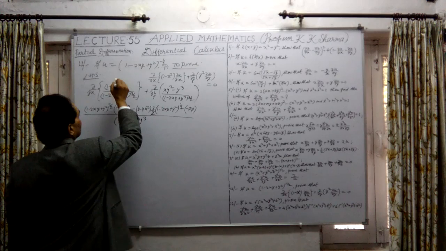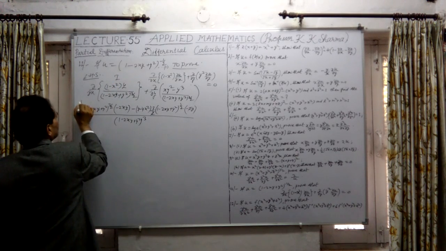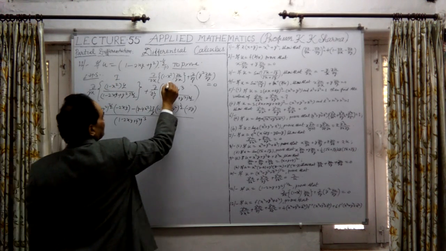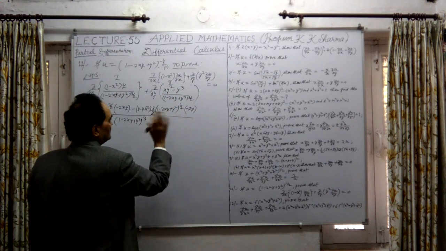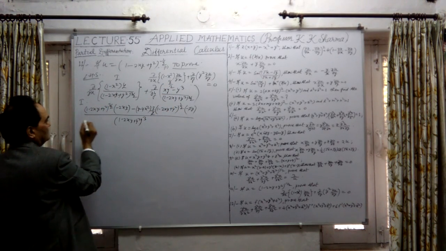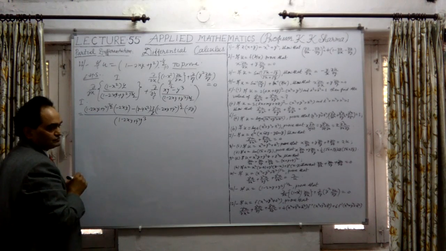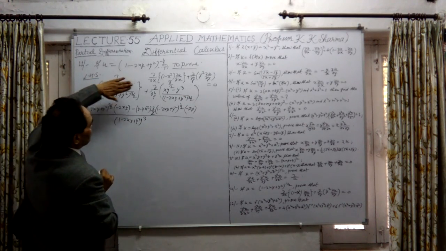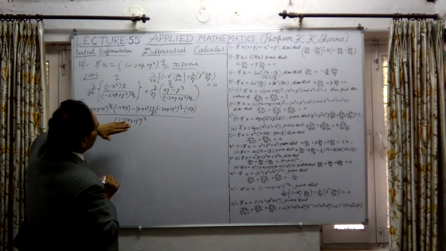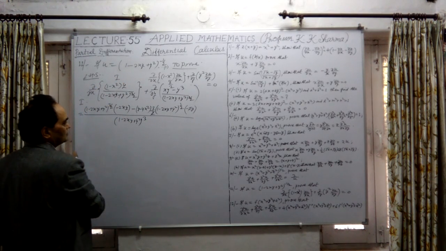I'm taking this first part here. Part first, this part second I'll take later, then I'll add them. Let me take the first part here. First part is equal to this. This is the part first, this is part second. I'm doing part first first. Now let me solve the numerator here.